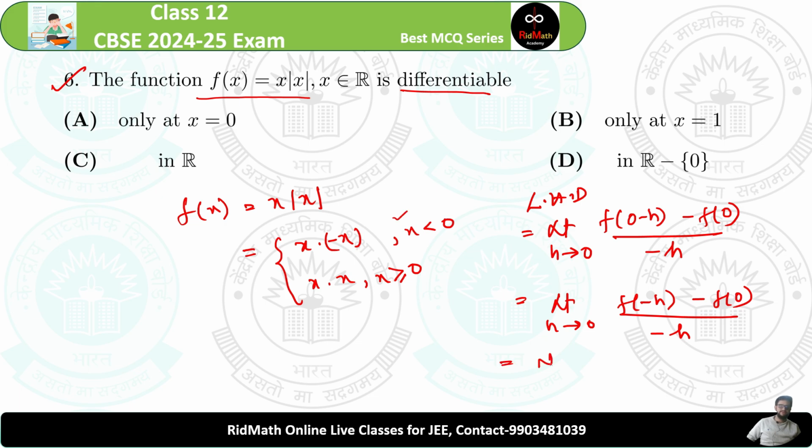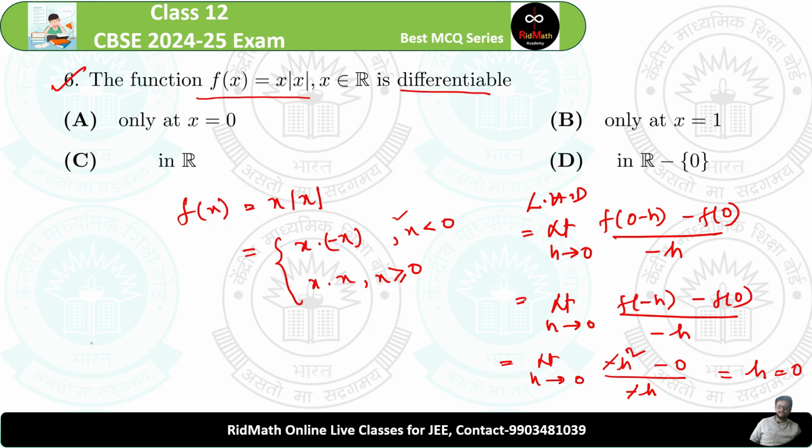So that means limit h tends to 0, f of minus h is minus x square, and what is f of 0? f of 0 is 0 divided by minus h. Sorry, this is minus h square. Sorry, my mistake. This is minus h square. So minus cancelled, and h square by h, this is h, and h tends to 0, that means this is 0.